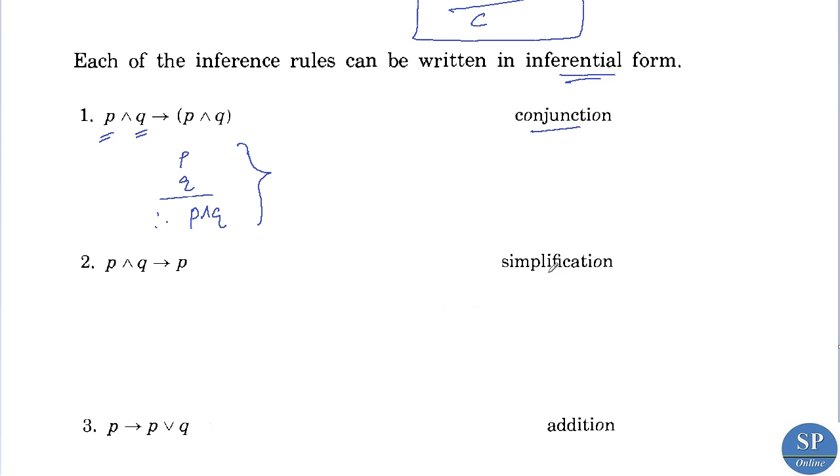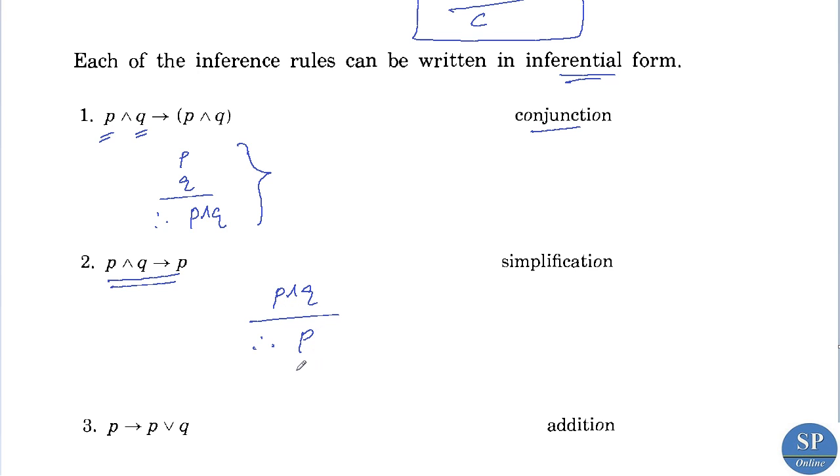The second one is the simplification rule. The simplification rule is: P conjunction Q implies P. That means if P conjunction Q is true, then P is also true. So we can write this in inferential form as P conjunction Q, therefore P. That means if P conjunction Q is true, then P is true. Here there is only one hypothesis, that is P conjunction Q.